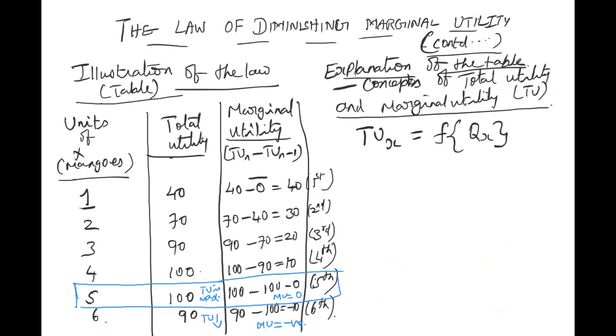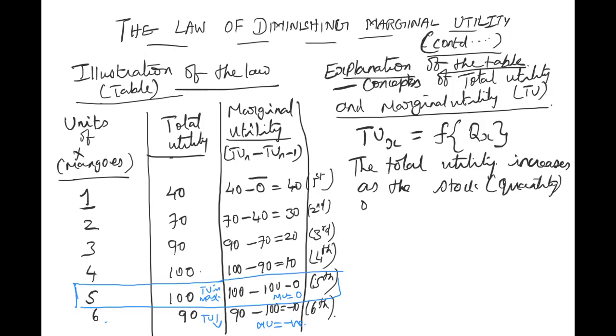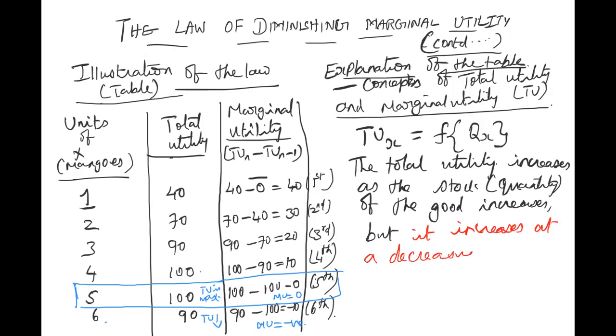So as per this table, we can find out that the total utility increases as the quantity of the good increases, but it increases at a decreasing rate. So this is what we are finding out, isn't it? Initially it increased by 30, then the additional satisfaction is 20, then 10. So the rate of increase keeps on decreasing. That's what the second column is explaining.